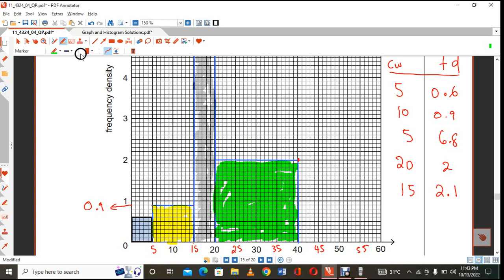There you go. Right, last one is 2.1, and the class width is 15. So 15, that's 5, 10, 15. It's going to be up to here, and it's about 2.1. So it's about there. So 2.1, it's going to be slightly above the other one. Oopsie daisy. Let's start again.